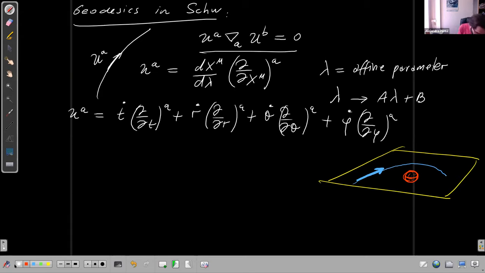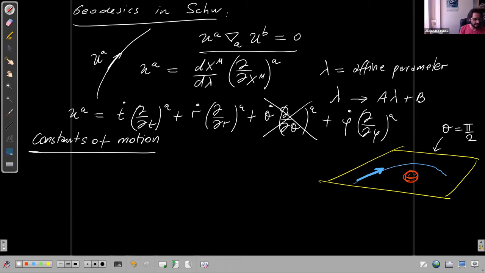We can always adapt our coordinate system so that this plane is the equatorial plane, theta equal to pi over 2, which means that theta dot is 0, and so we lose this term. Now we are very close to resolving the problem, because there are only three arbitrary functions that we have to obtain to solve the geodesic equation: t of lambda, r of lambda, and phi of lambda. As I will show now, we have exactly three constants of motion, which will give us three independent conditions to determine completely these three functions.